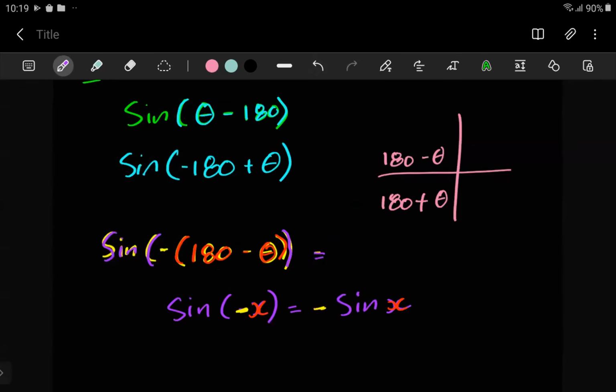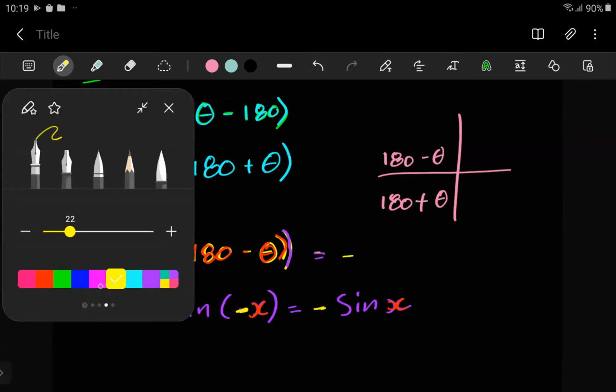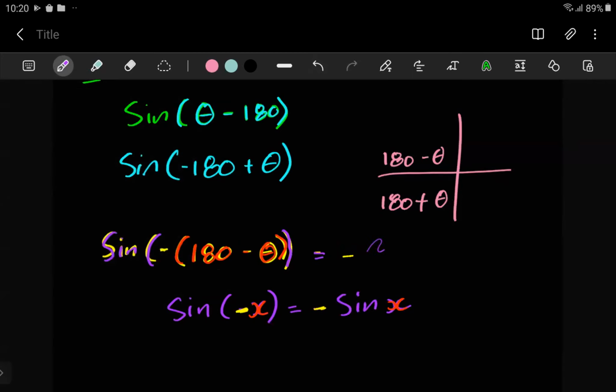So this, you can make equal to minus sine, and then inside the bracket we put 180 minus theta. This minus sign that was here, we just wrote it outside, because when we deal with sine and a negative angle, if there's a negative there, we can just write it outside. You see.